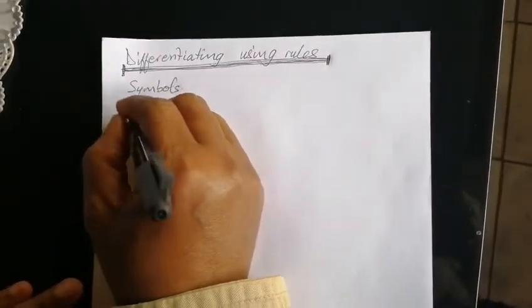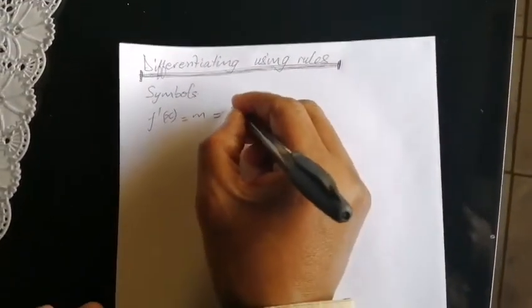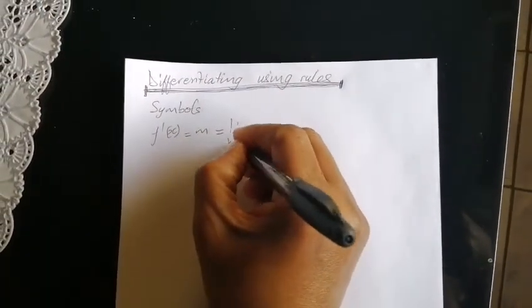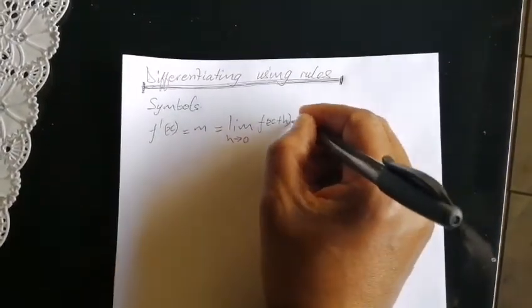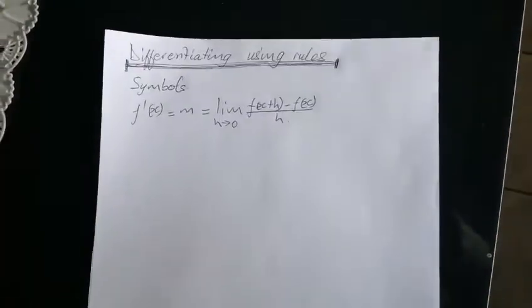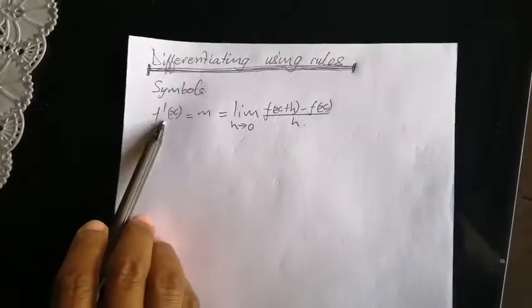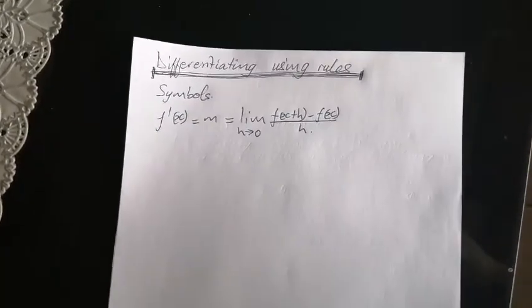Symbols. You will meet the f dash of x, which we have defined as the gradient. For those of us who are following what we are doing, this gradient was also equal to the limit as h goes to 0 of f of x plus h minus f of x all over h. So we are going to meet this, which we have already met anyway. What else are we going to see?